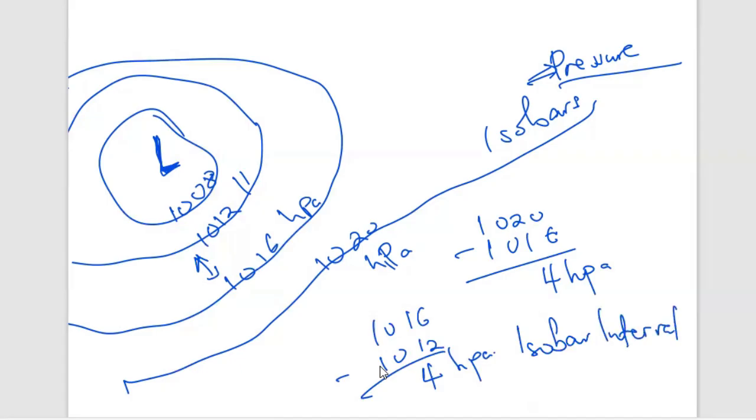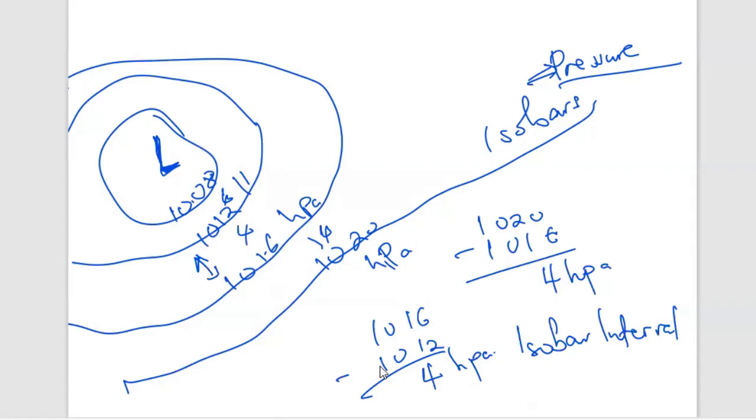Isobar interval, we are saying, is the difference in pressure between two consecutive isobars. By how much are they differing? 1020 minus 1016, the difference is 4. 1016 minus 1012, the difference is 4. 1012 minus 1008, the difference is 4. That is the interval of the isobars. They maintain the same difference in pressure. As long as we have two isobars next to each other, their difference remains the same.